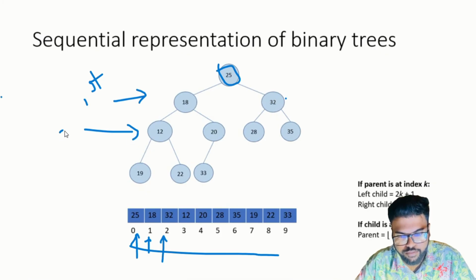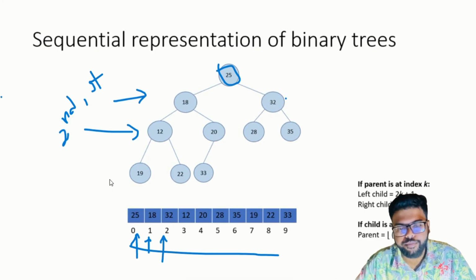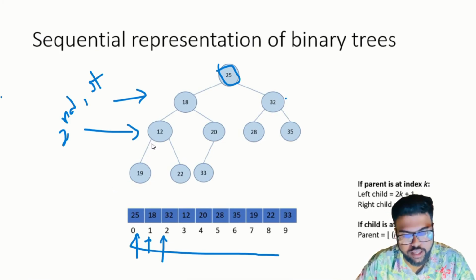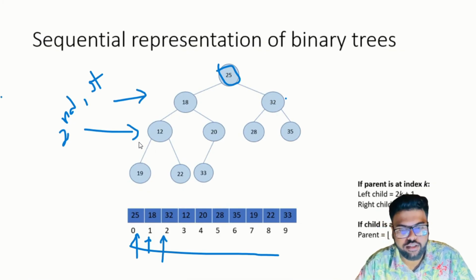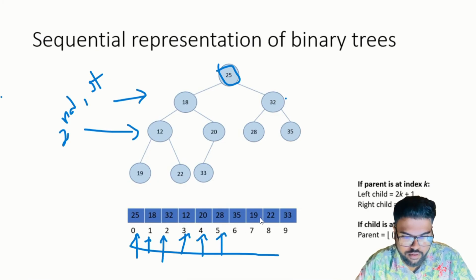After that comes the second level. Like before, from left to right, the nodes are stored in the array: 12, 20, 28, 35. Then after completing this level, the third level comes. Then left to right like before: 19, 22, 33.